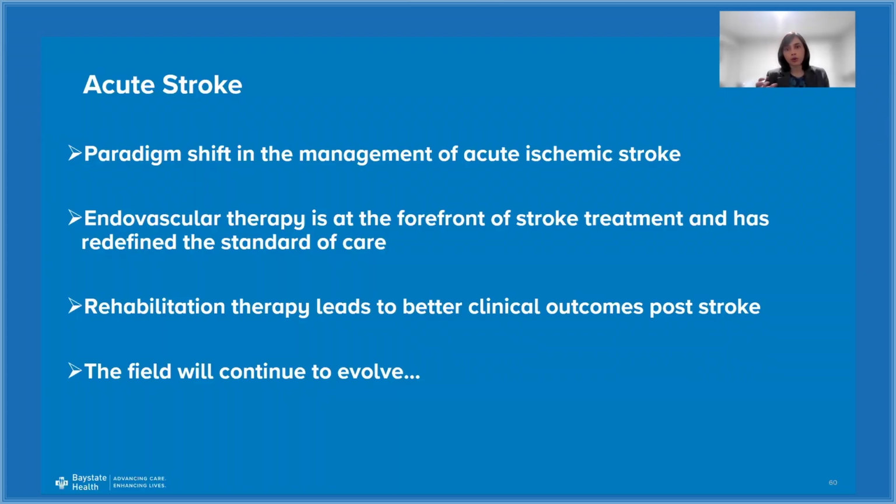IV tPA can also help break down the clot. So say you come in with bad stroke deficits, you give the clot busting medication, and then you take them for endovascular treatment. And sometimes that can help loosen the clot. Sometimes it can help retrieve the clot in an easier manner.